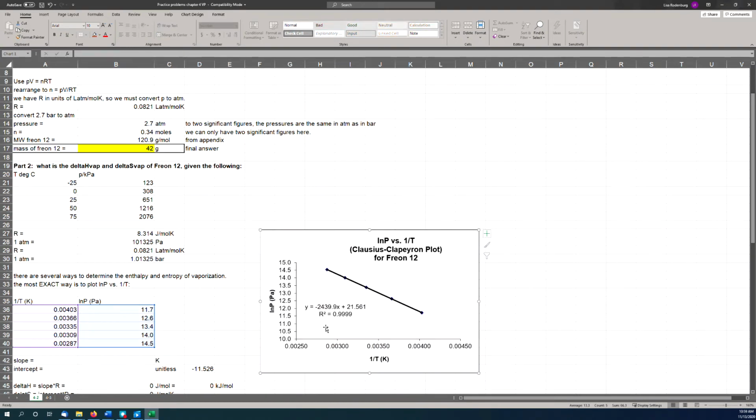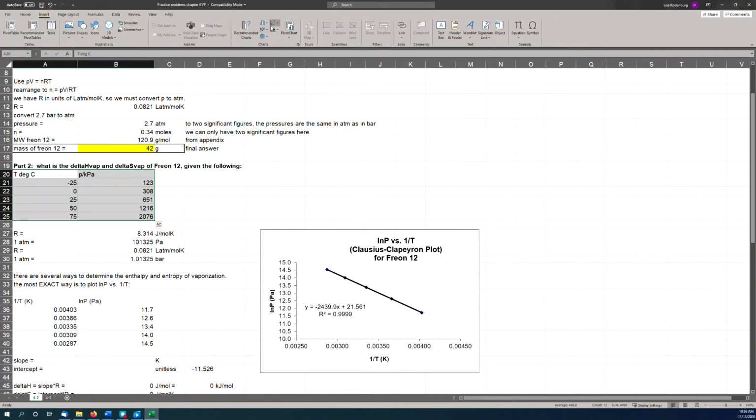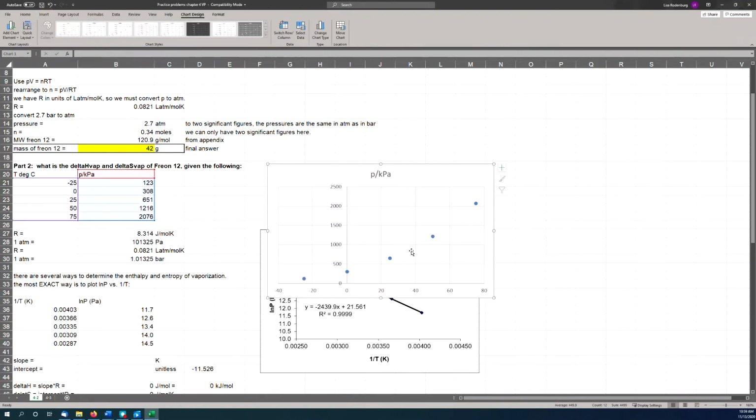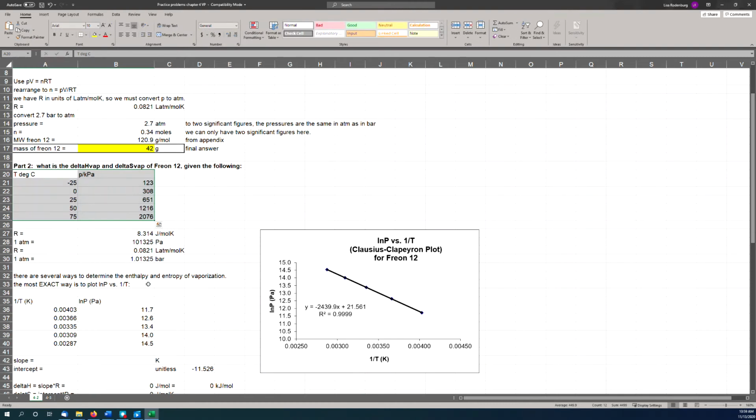Here's my data, natural log of P versus 1 over T. And you get a straight line. Now notice, just to be clear, if I plot this without doing that weird transformation, I get a curve. These points are curved. If I just do pressure versus temperature, I get a curve, right? So in order to get a line, I have to take ln of pressure and 1 over temperature.